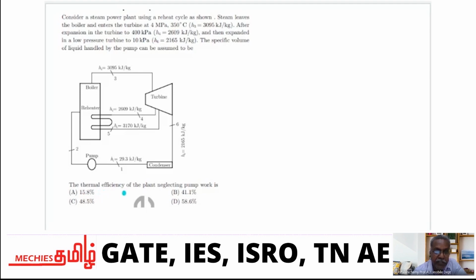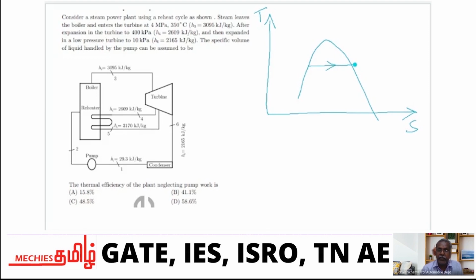Question: the thermal efficiency of the plant, neglecting pump work. So this is a reheat cycle. We have studied the reheat cycle in the theory. Here is the diagram for the reheat cycle. This is the steam from the boiler, this is the inlet condition. It expands, again it is reheated, and again it is expanded. Again it is pumped to the boiler.